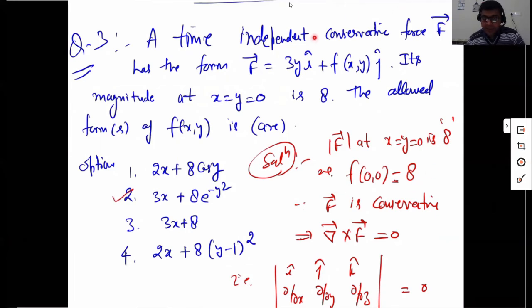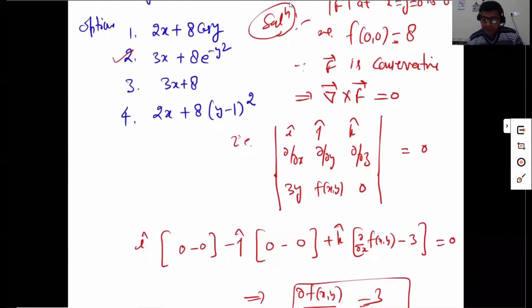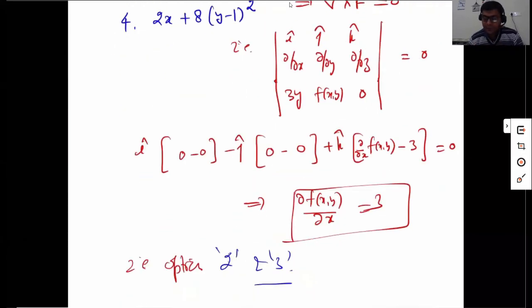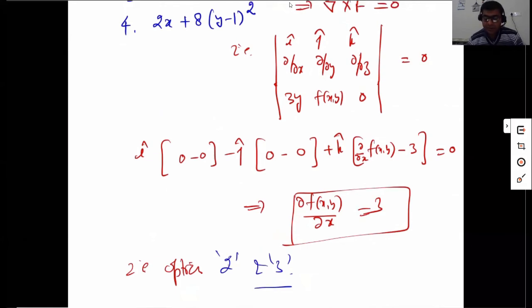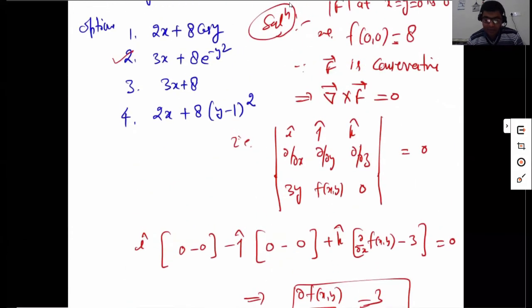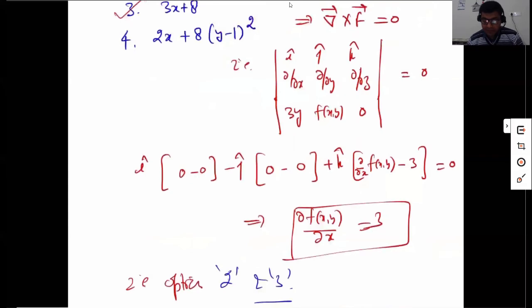It has been given that this is a conservative force, and a conservative force can be written as the negative gradient of a potential, or its curl is 0. So if I take the curl of F, del cross F, to be 0, and calculate with the help of this curl, I get del f by del x equal to 3. That is, the partial derivative of f(x,y) with respect to x has to be 3. If we look carefully, options 2 and 3 satisfy this condition, because if I take the partial derivative of the first and fourth with respect to x, it is going to give me 2 rather than 3. So options 2 and 3 are the correct options.